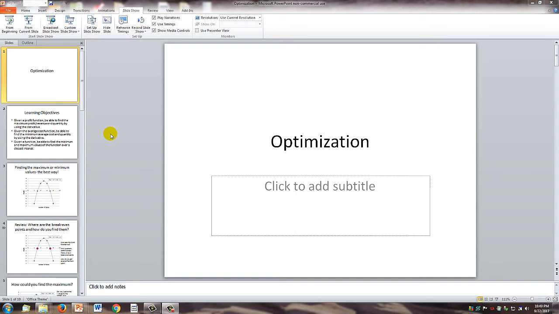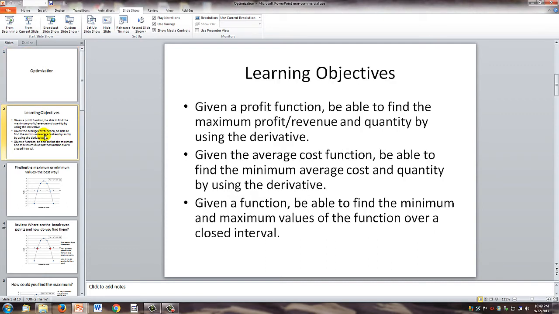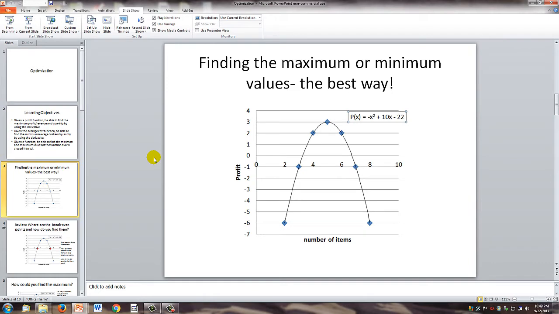Hello, this lesson is on optimization. Optimization is when you're finding the maximum or minimum values given a function, and we're going to use the derivative to do that. All types of functions, profit functions, revenue functions, average cost function, we're going to use the derivative to find the maximum or minimum. So this function is an upside down, opening downward parabola.